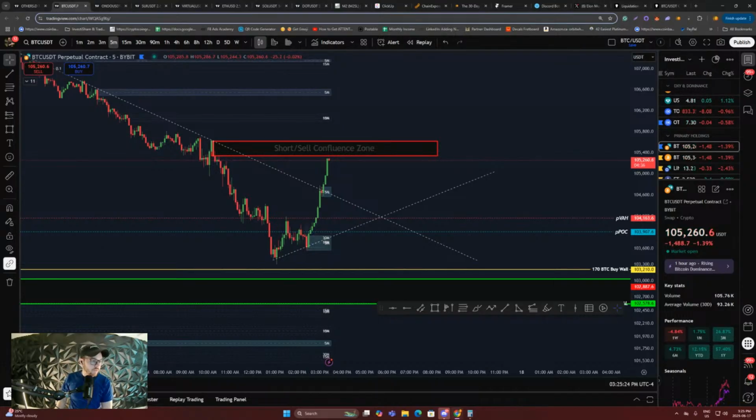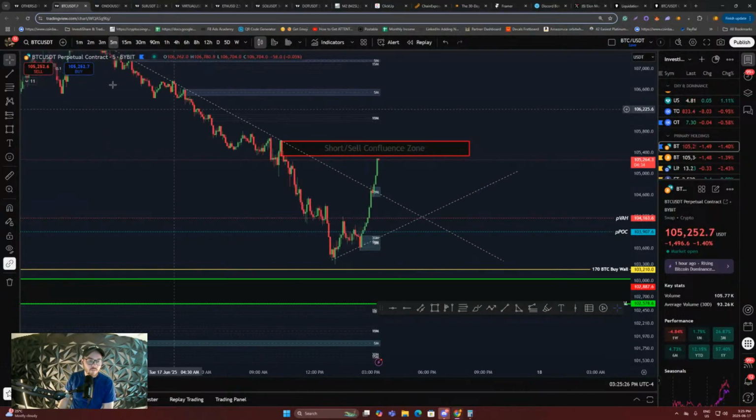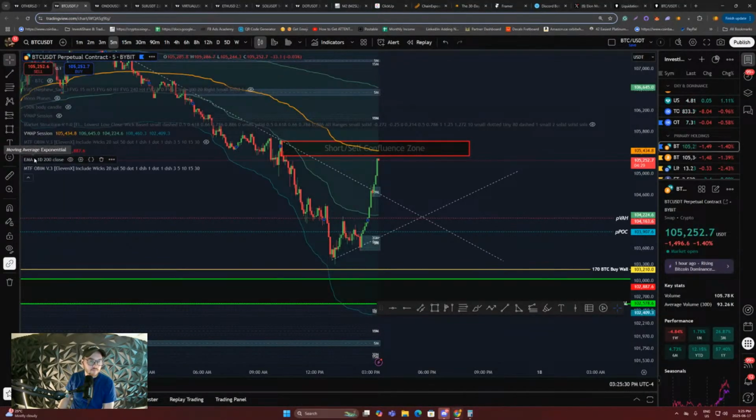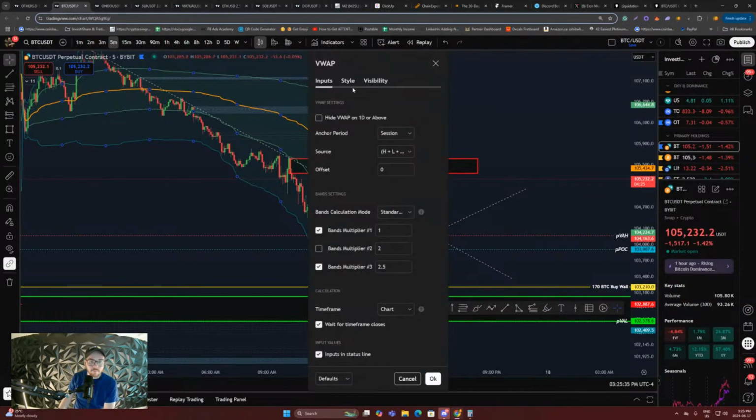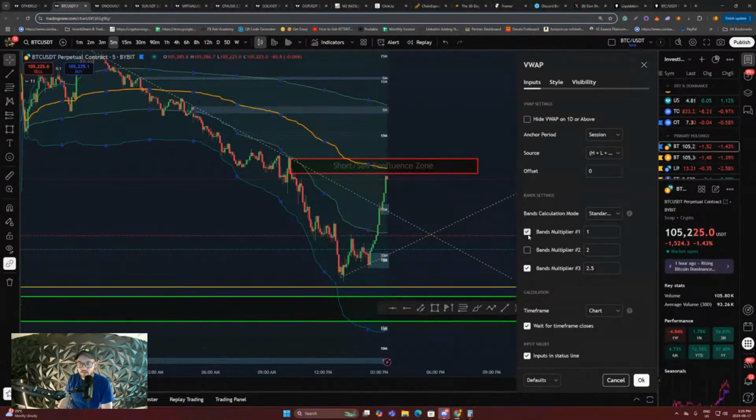Heading to VWAP rejections. Where's my VWAP on my chart? Here it is. Let me just fix that. Get rid of my multipliers.